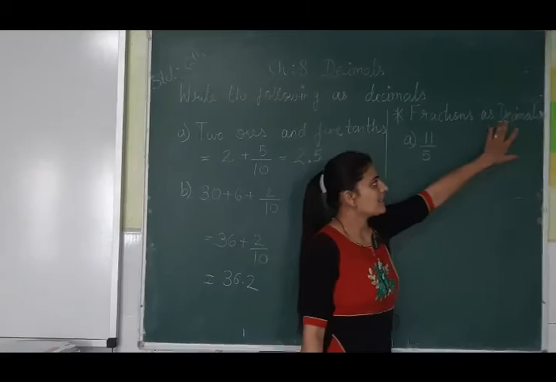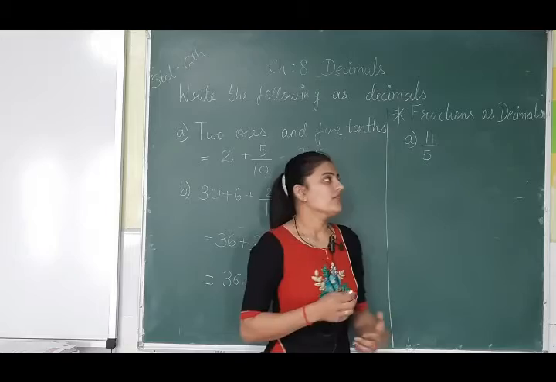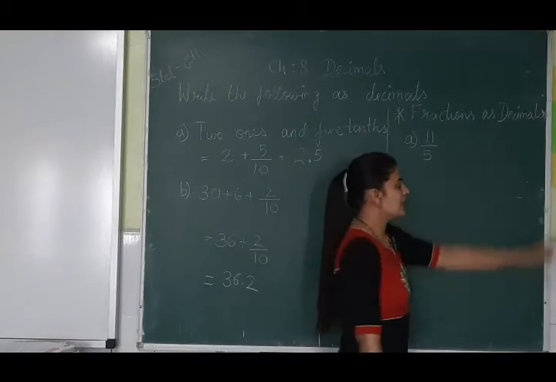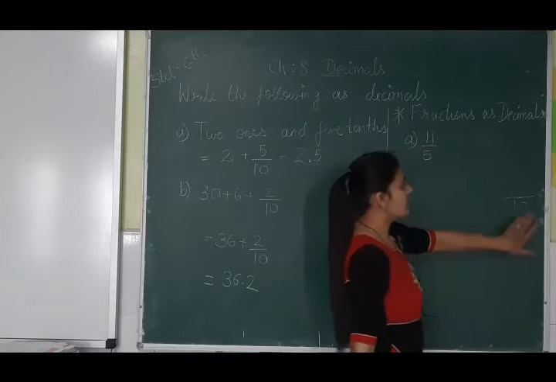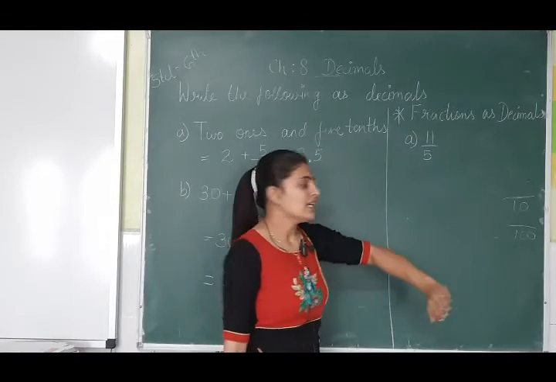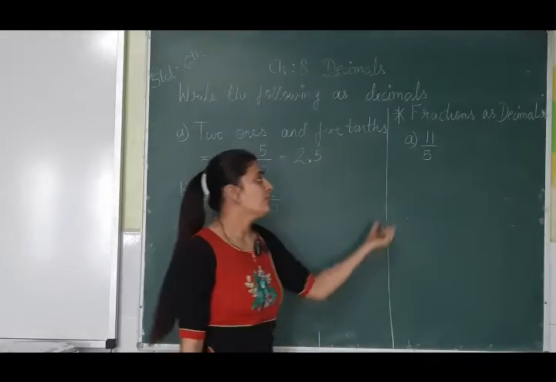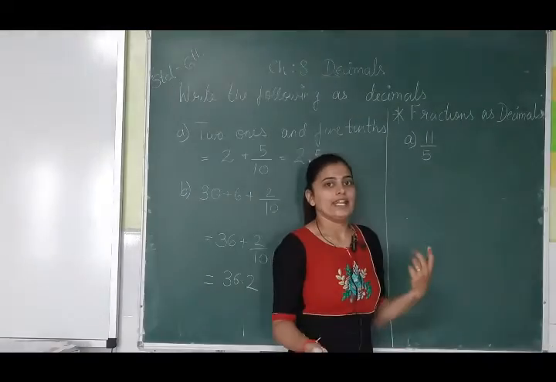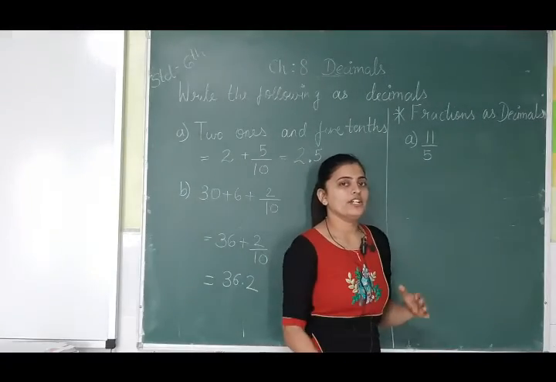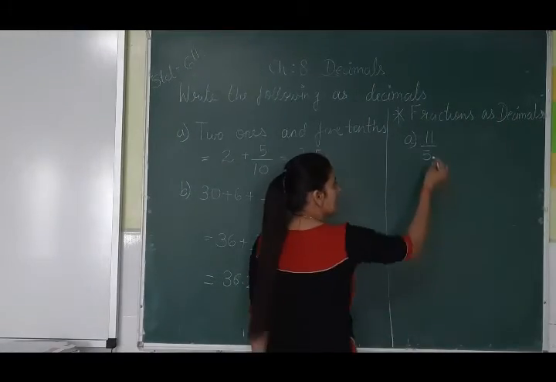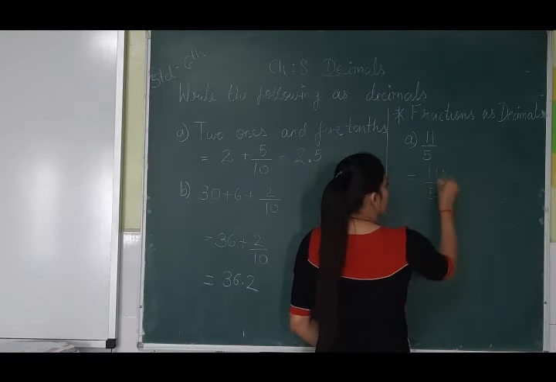Now fractions as decimals. Now fractions are given and you have to convert them into decimals. Whenever you have to convert them into decimals, the denominator should be 10 or 100. This way it will become easy for you to put the decimals. Now here it is given 11 by 5. Now we have to make the denominator 10. We can make it 10 because if we multiply 2 with the denominator and numerator, we will get the denominator as 10. So here 11 by 5, we are multiplying by 2.